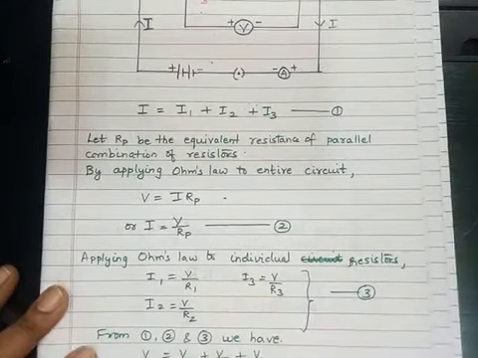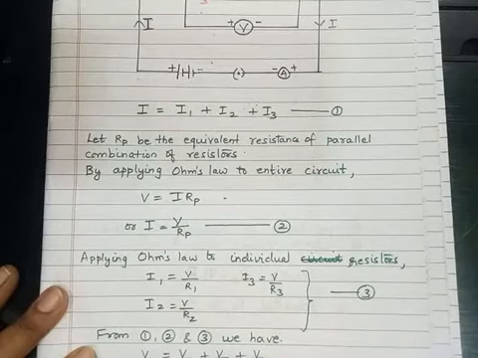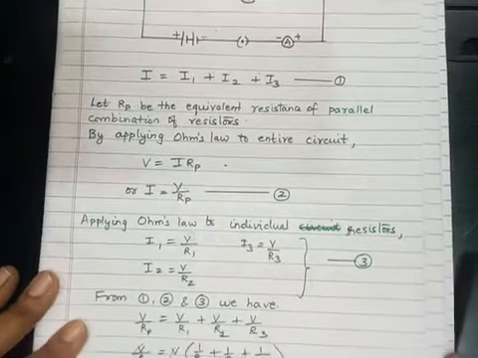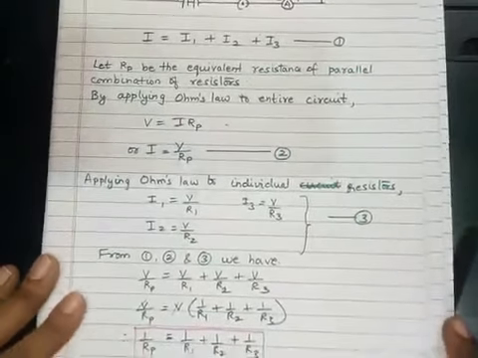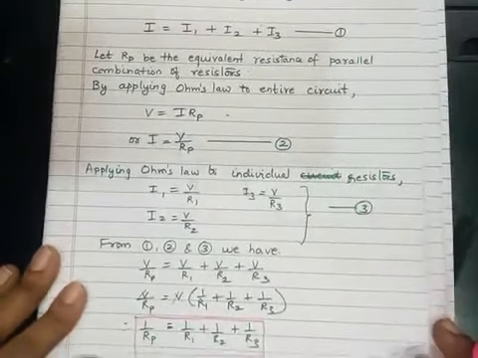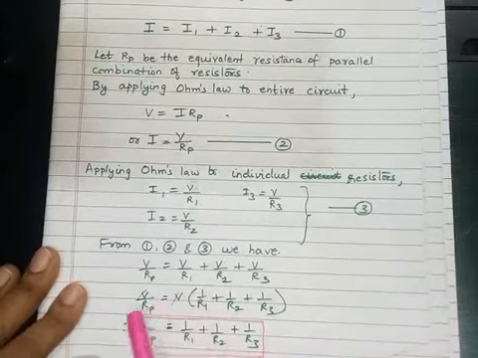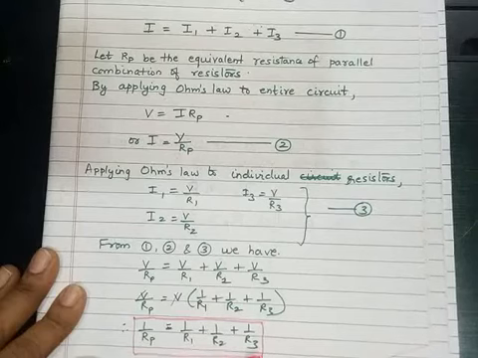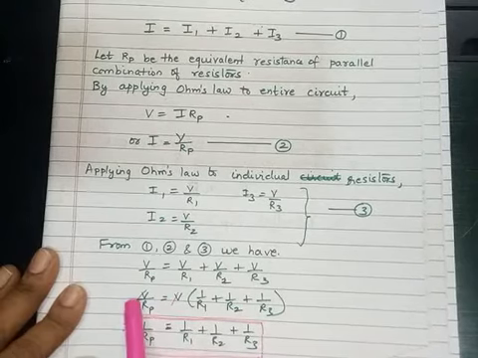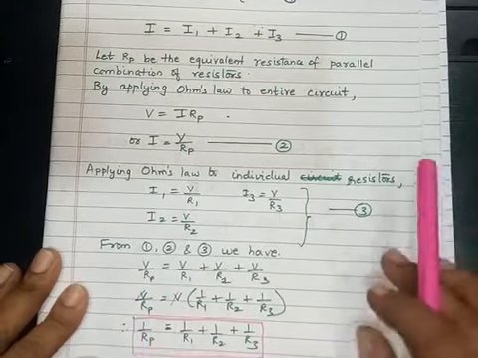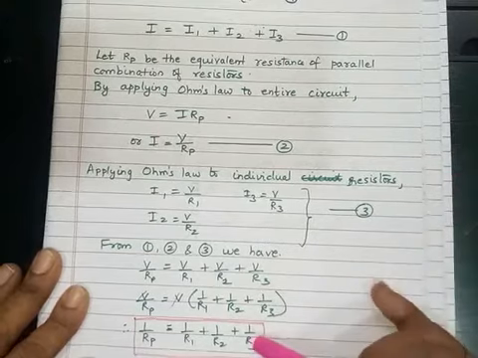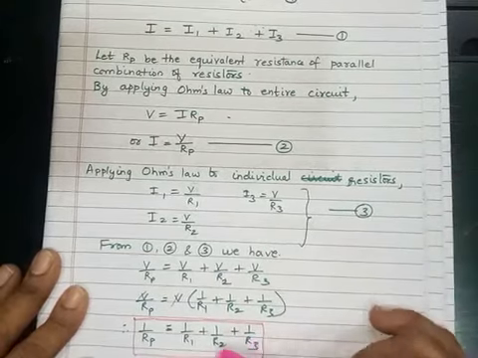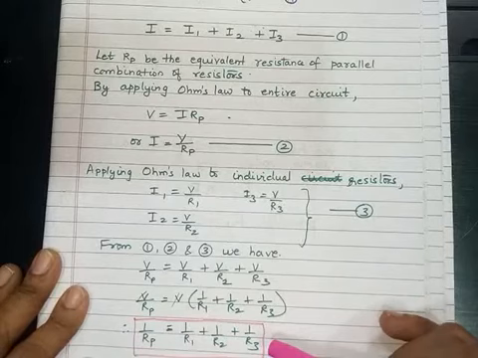this: V by Rp is equal to V by R1 plus V by R2 plus V by R3. Now if you look at this, taking V common, we will have 1 by Rp is equal to 1 by R1 plus 1 by R2 plus 1 by R3, because V gets cancelled on both sides. So this is the resultant of three resistors which are connected in parallel.